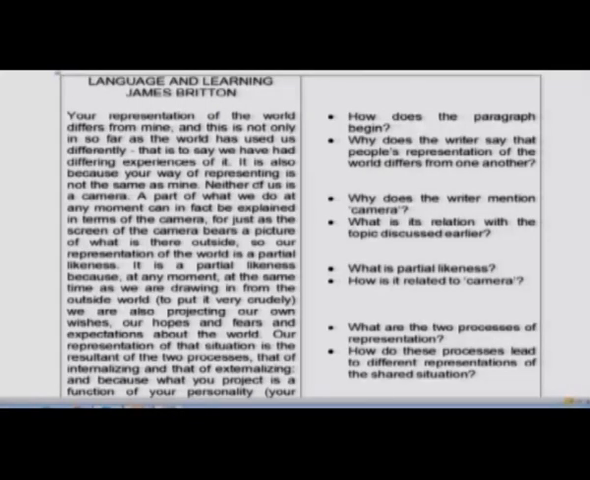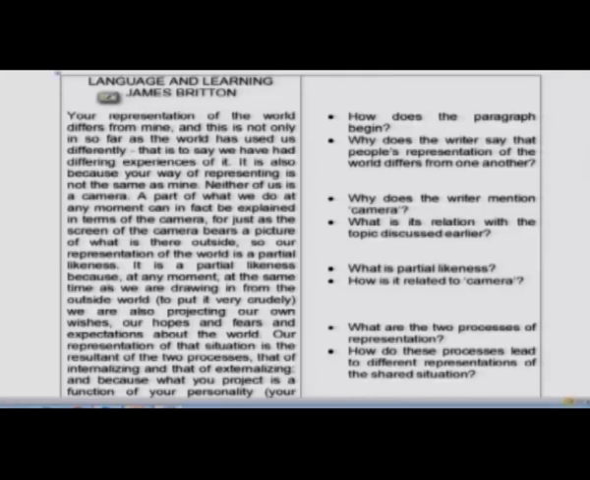This is an extract from the text called Language and Learning, written by James Britton. Let us read this first. Your representation of the world differs from mine, and this is not only insofar as the world has used us differently, that is to say, we have had differing experiences of it. It is also because your way of representing is not the same as mine. Neither of us is a camera. A part of what we do at any moment can in fact be explained in terms of the camera. For just as the screen of the camera bears a picture of what is there outside, so our representation of the world is a partial likeness.